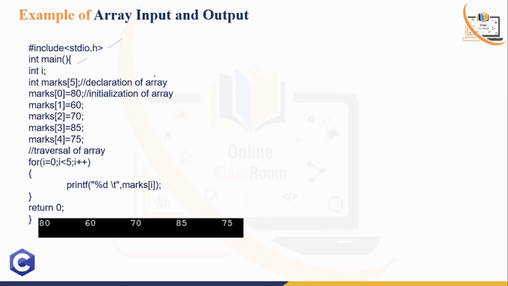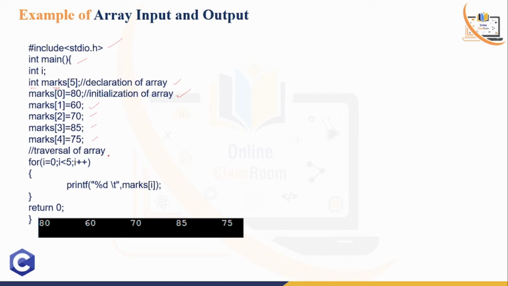marks[5]. So it means marks is basically the name, and int means it is an integer type, and 5 means the maximum length of this array is 5. So it means we can save a maximum of 5 numbers. Okay, as the index value starts with 0, 5 numbers means 0 to 4, right? So suppose in the marks 0 position, if it is 80, in the 1 position of the array it is 60, 70, 85, 75, like this.